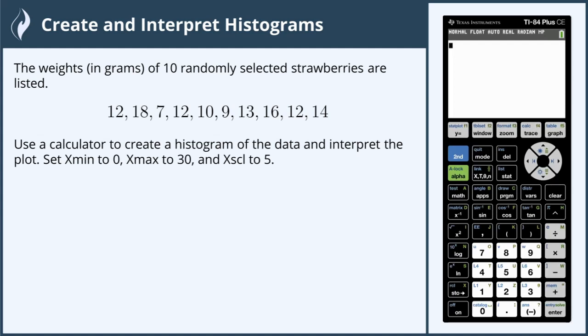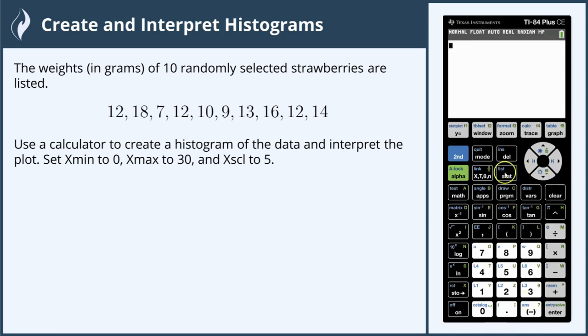The weights in grams of 10 randomly selected strawberries are listed in our data set. We want to use a calculator to create a histogram of the data and interpret the plot. We're also given in this problem that we want to set our x-min to 0, our x-max to 30, and our x-scale to 5. So let's go ahead and go into our list in order to enter this data.